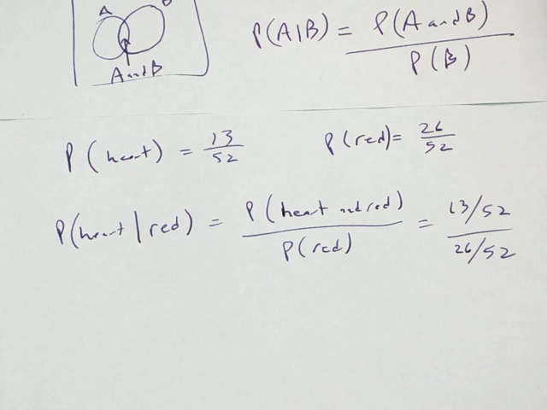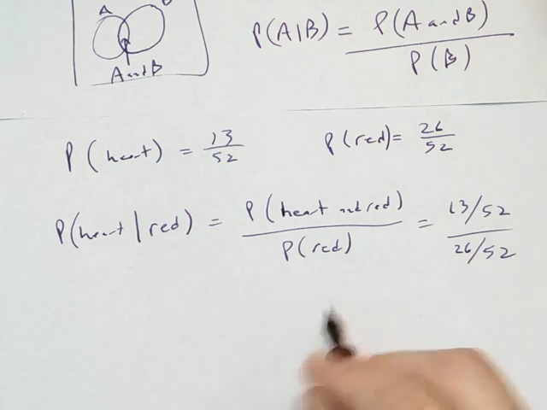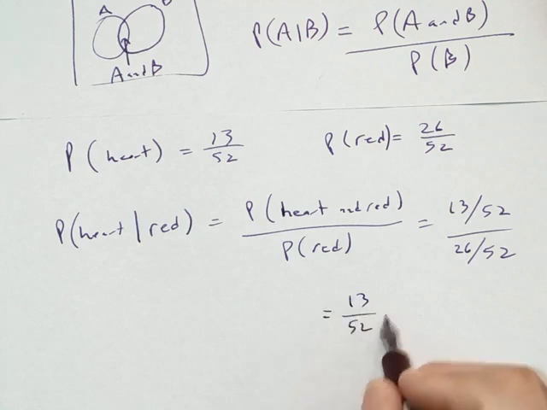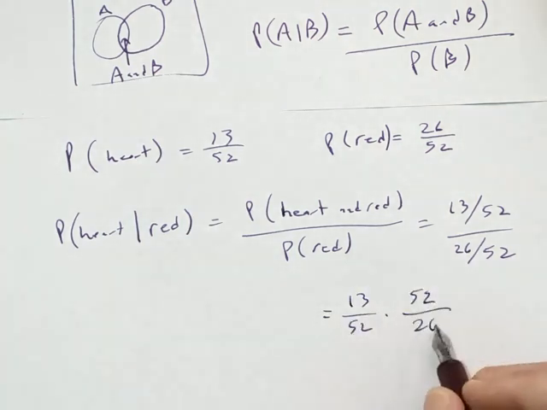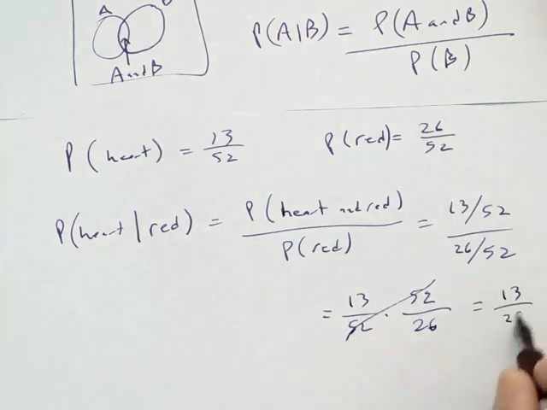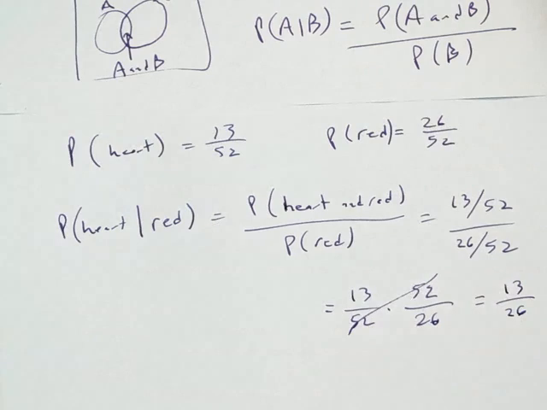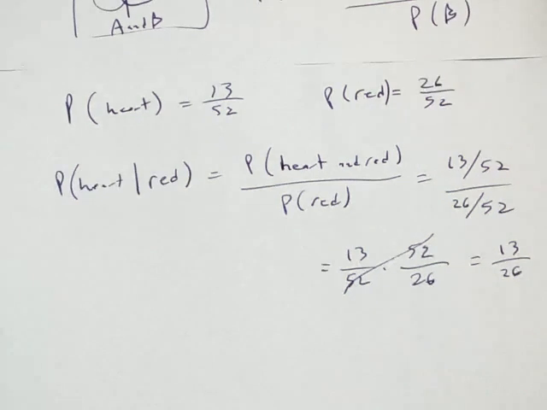You take the fraction out of the bottom, rip it out, flip it over. So this would be 13 over 52 times 52 over 26. Those are gone. 13 out of 26. Knowing our card was already red changed the probability that we got a heart. Learning more information changed our probability.